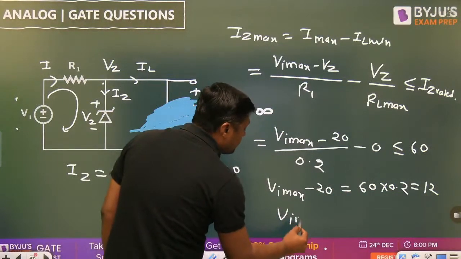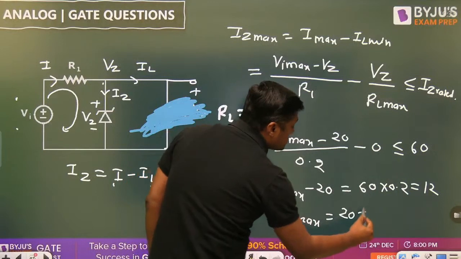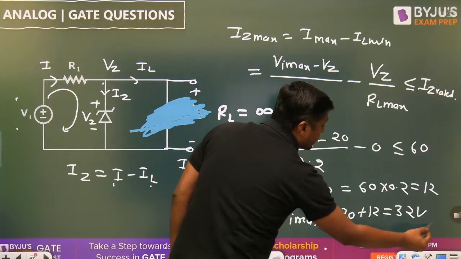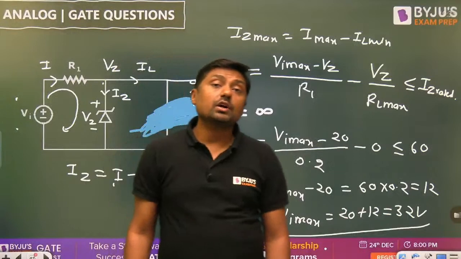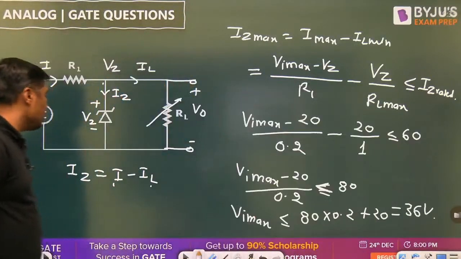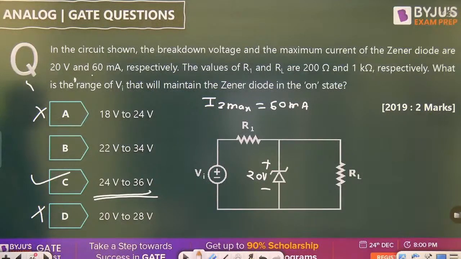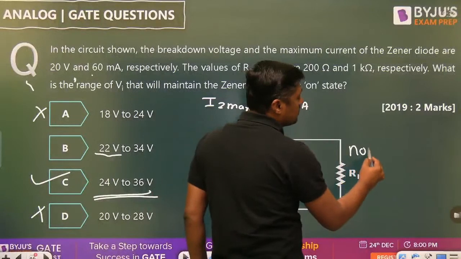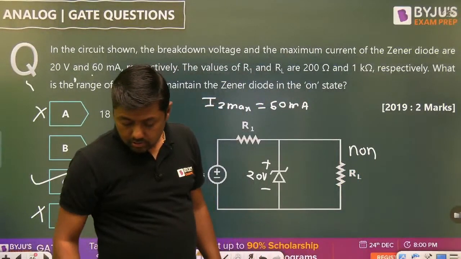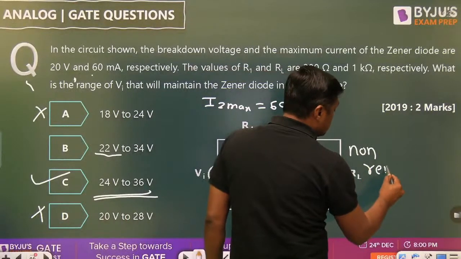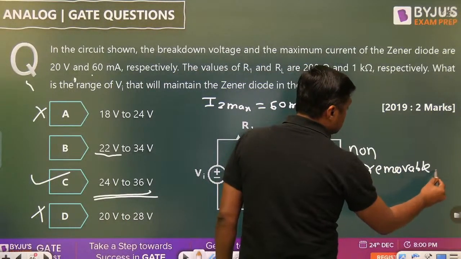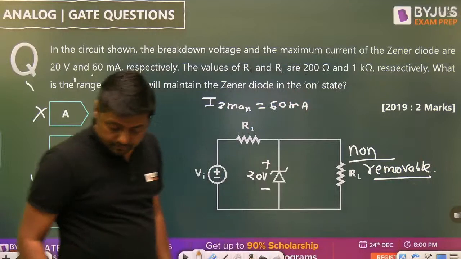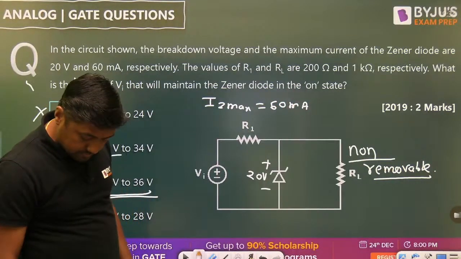What is the VI maximum? 20 plus 12, that is 32 volt in that case. But it is MSQ, you have to consider, right? 32, again 34 is greater, and this will not be satisfied. And that's why the answer is C. Answer C means it is a non-removable source. Okay, 1 minute. Next question.